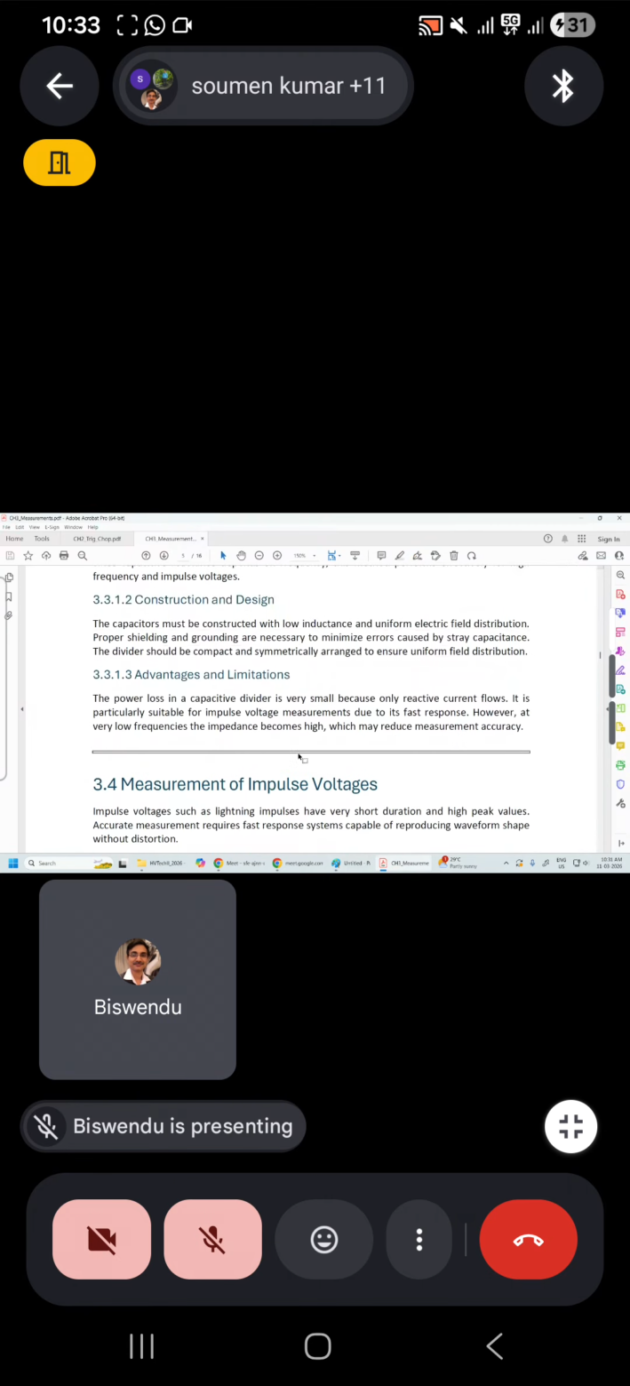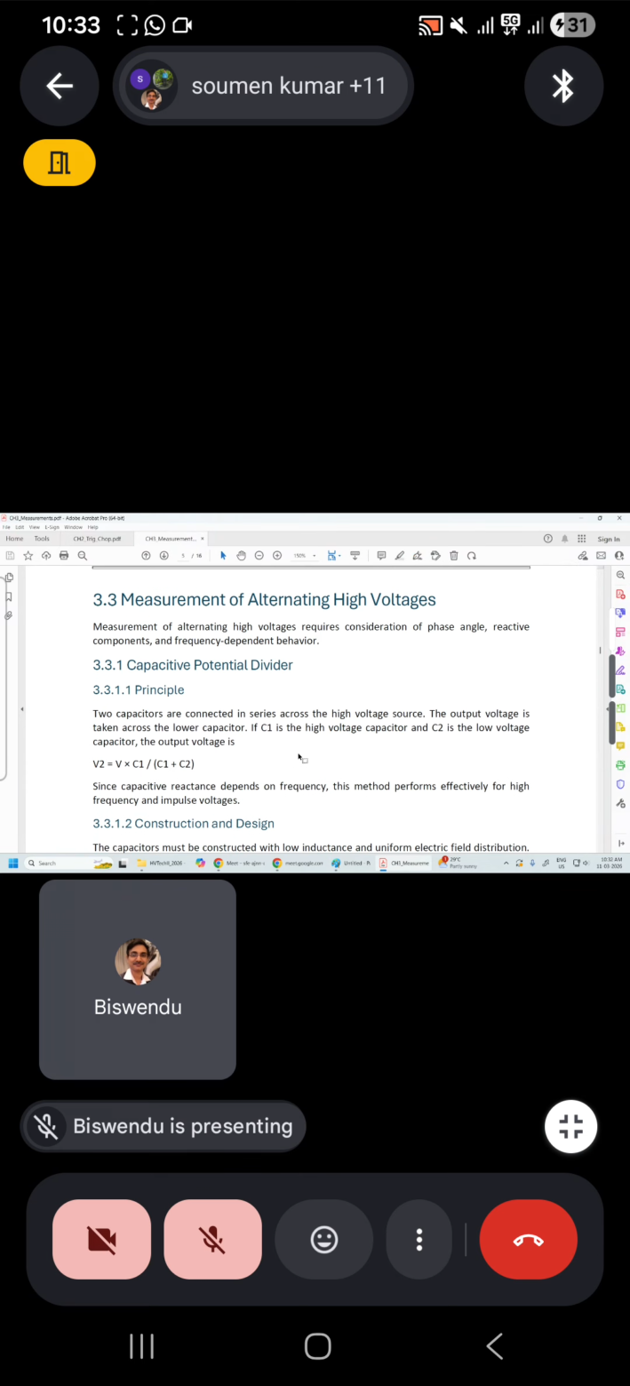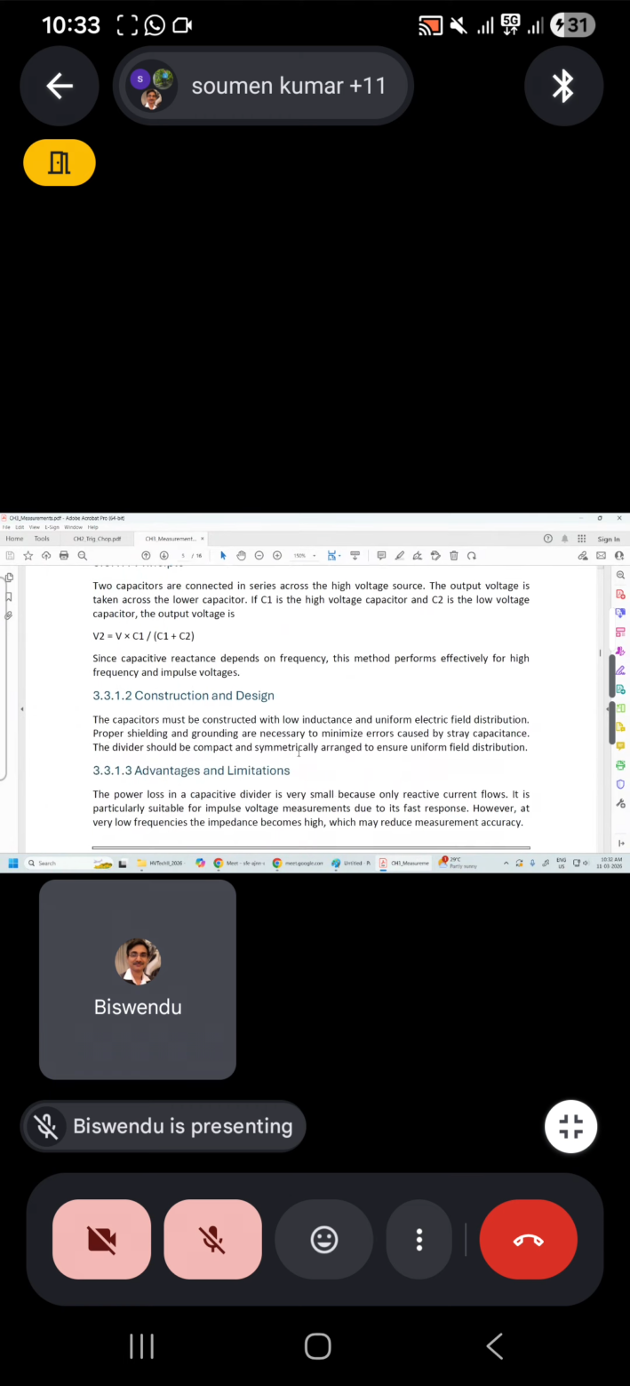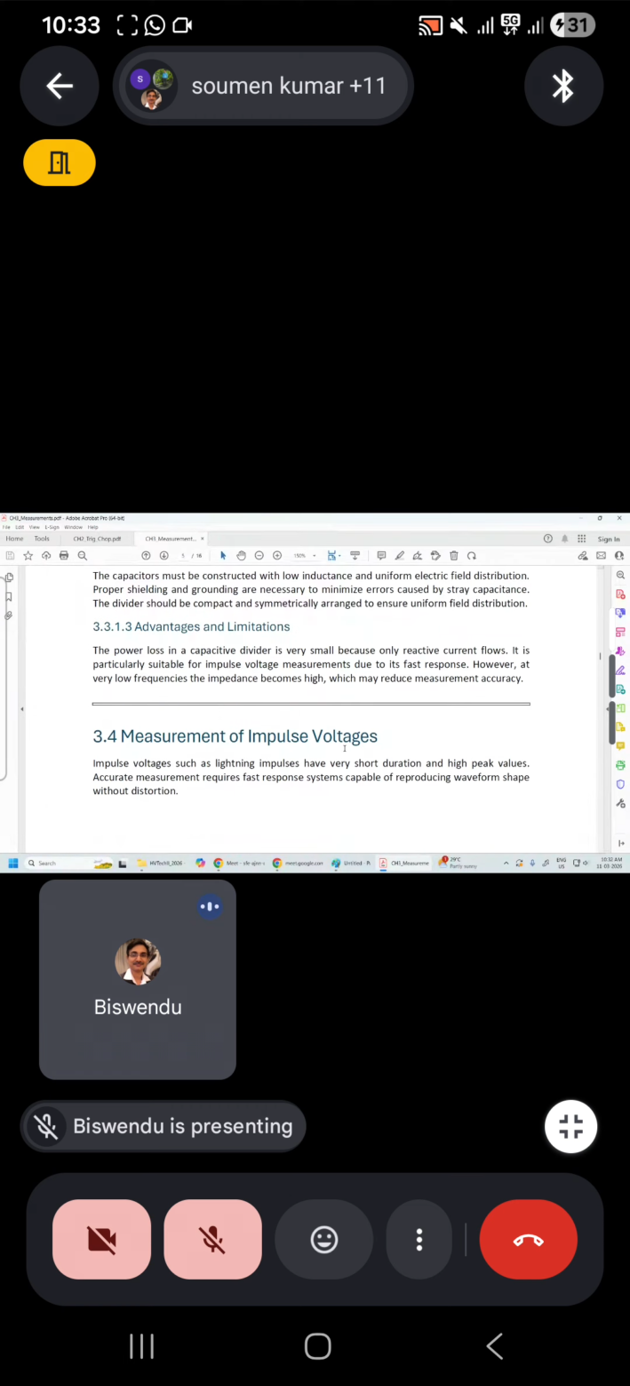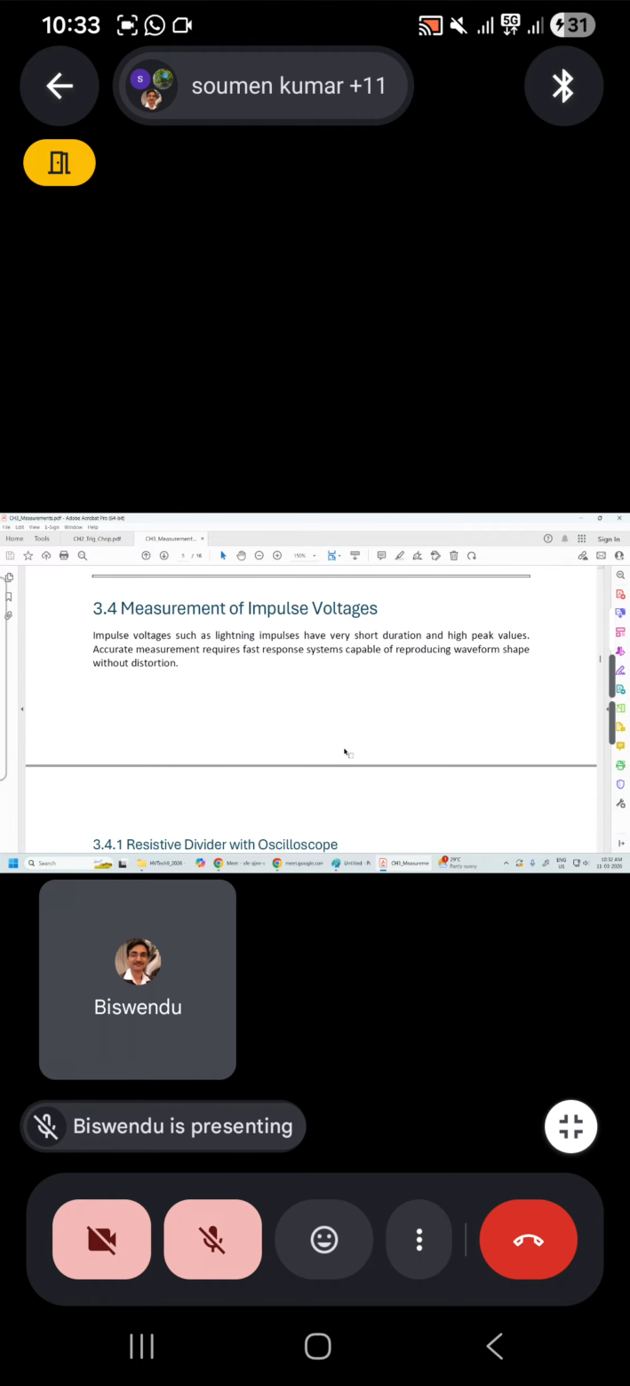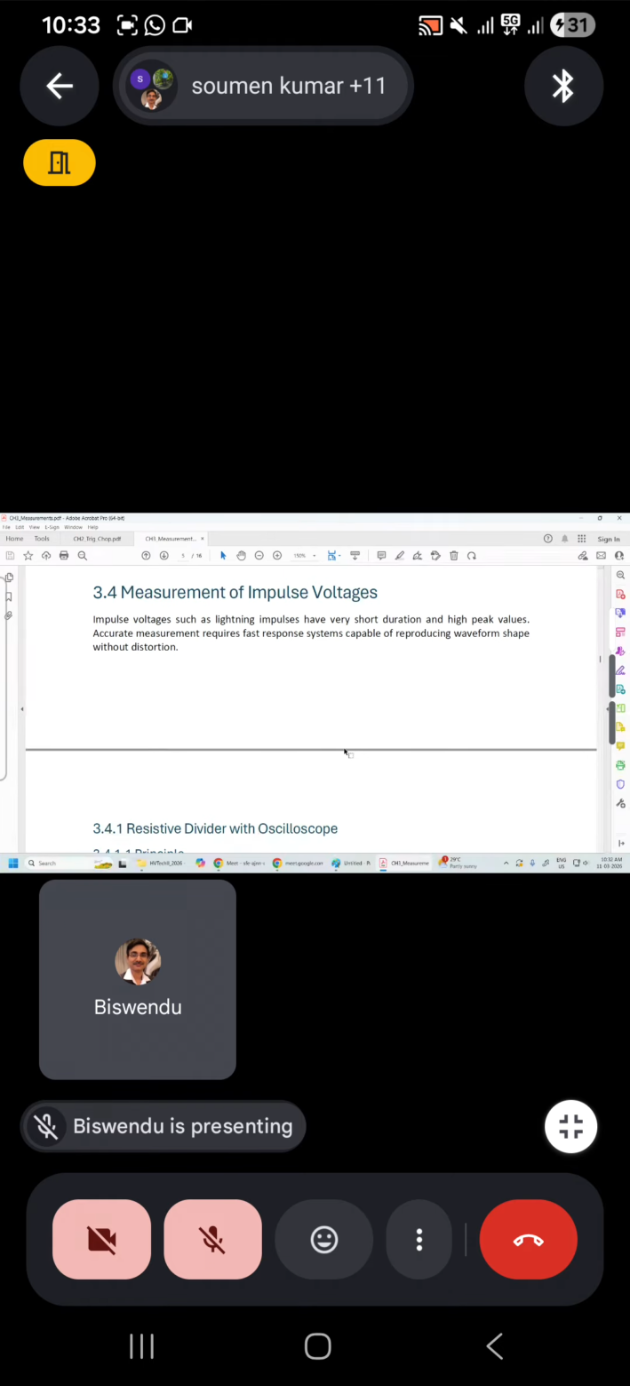What is next? Measurement of impulse voltages. Measurement of high voltage also involves the potential transformer. Since you have read it in potential transformer, CT, PT in several other subjects, we have omitted it here because you know these things already. Specialty in high voltage is measurement of impulse voltages.